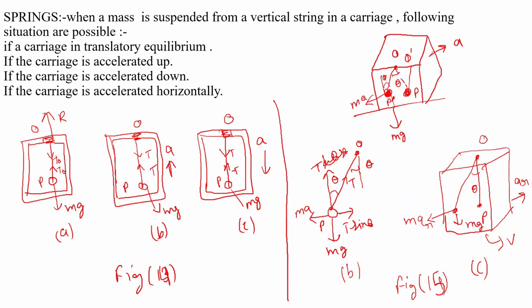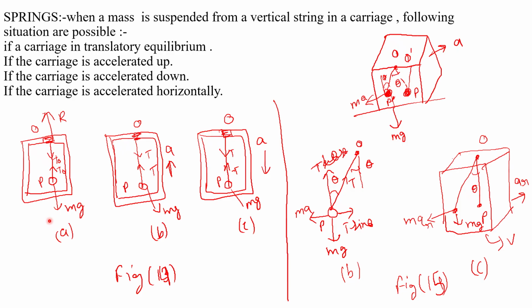When a mass is suspended from a vertical string in a carriage, the following situations are possible. First, if the carriage, say a lift, is in translatory equilibrium, the forces acting on the system are shown in figure A. For translatory equilibrium at point O, R is equal to T0, and for equilibrium of mass m at P, T0 is equal to mg. So in this situation, R is equal to T0 is equal to mg.